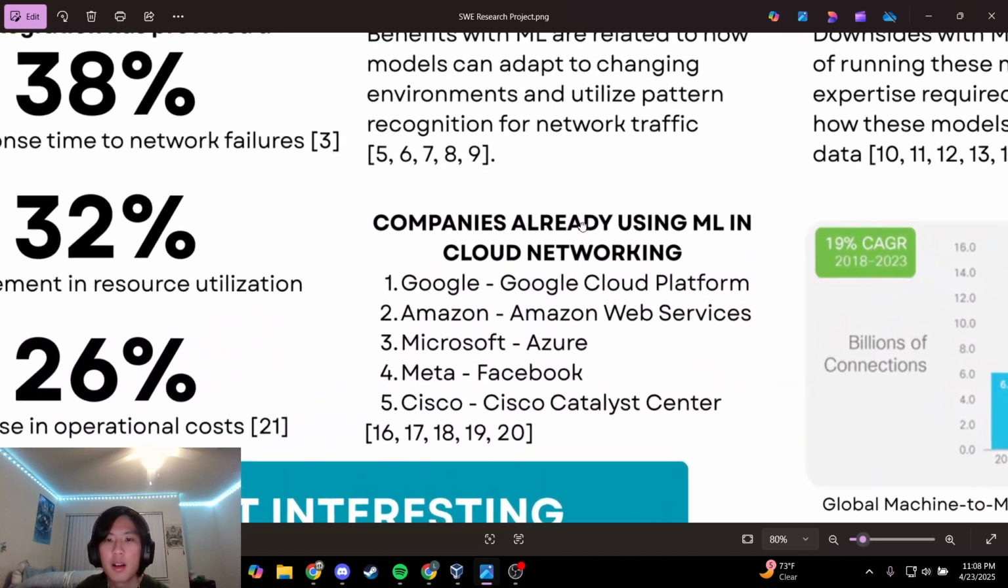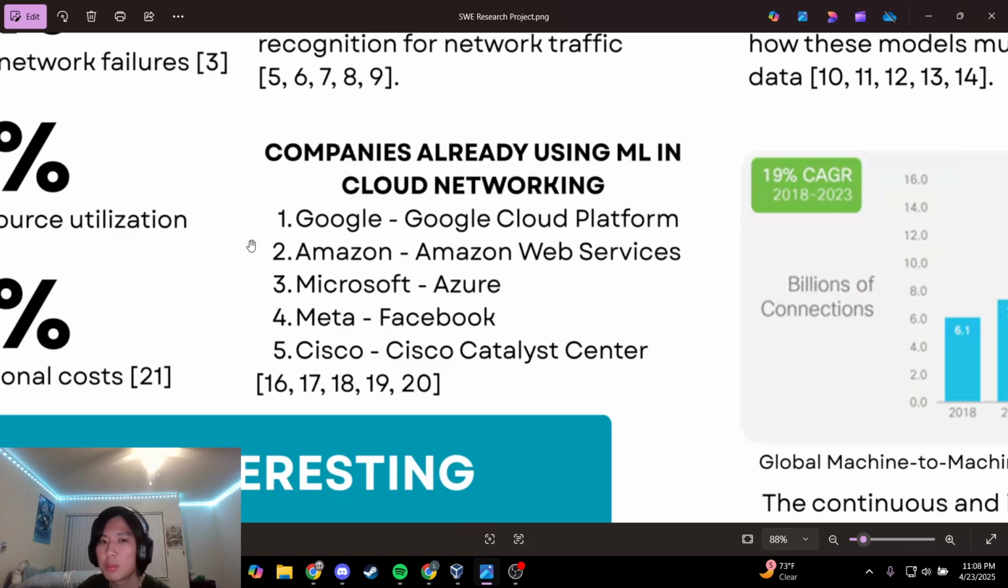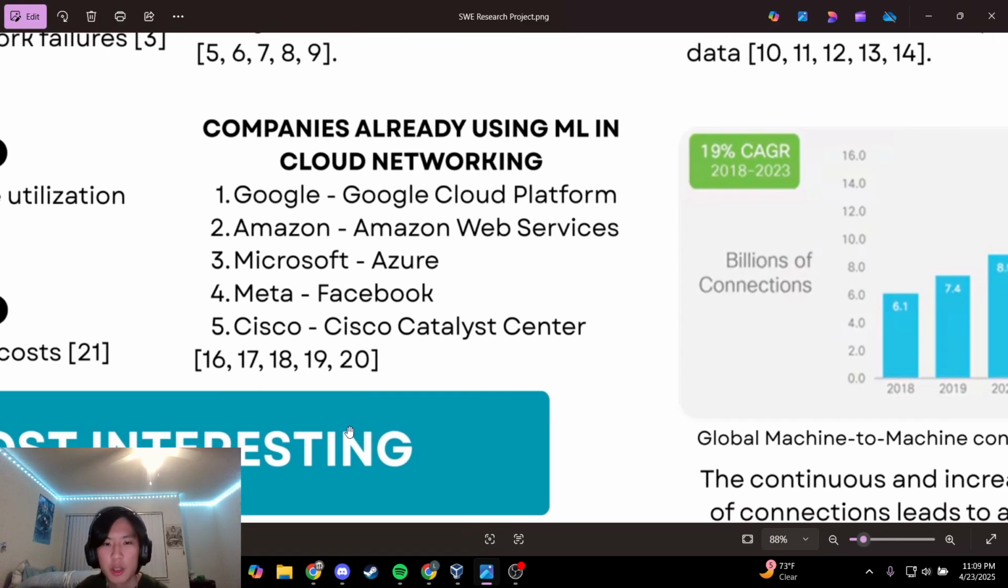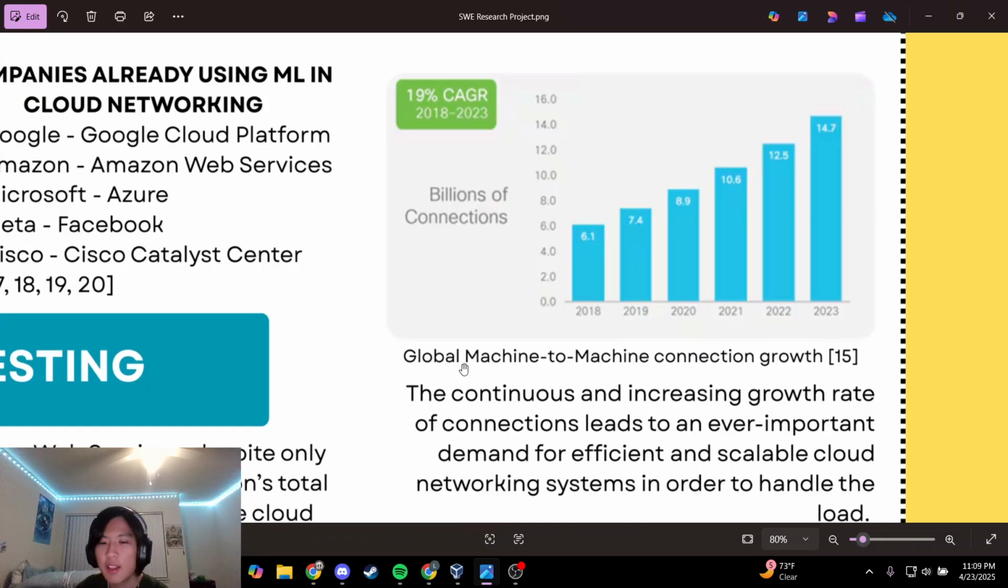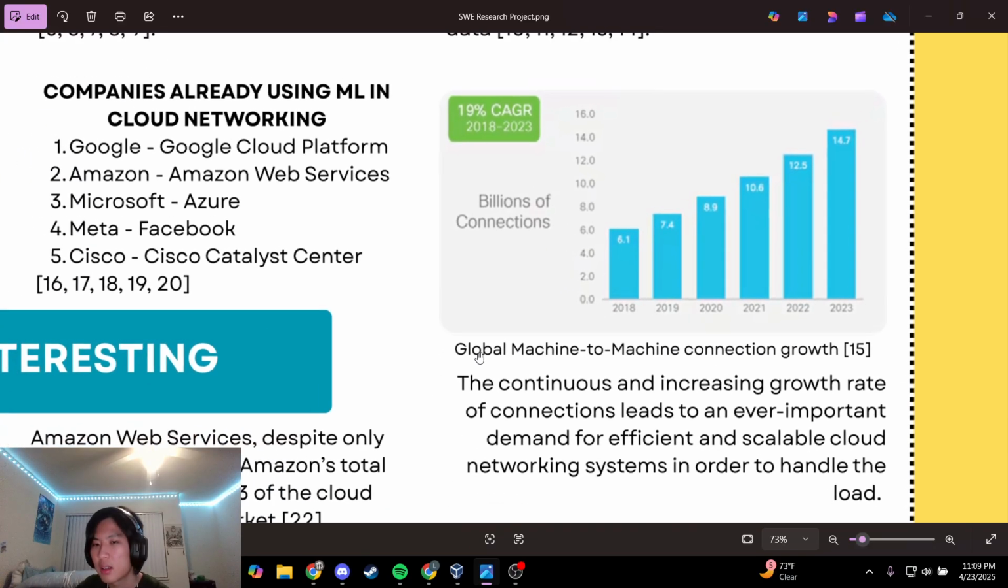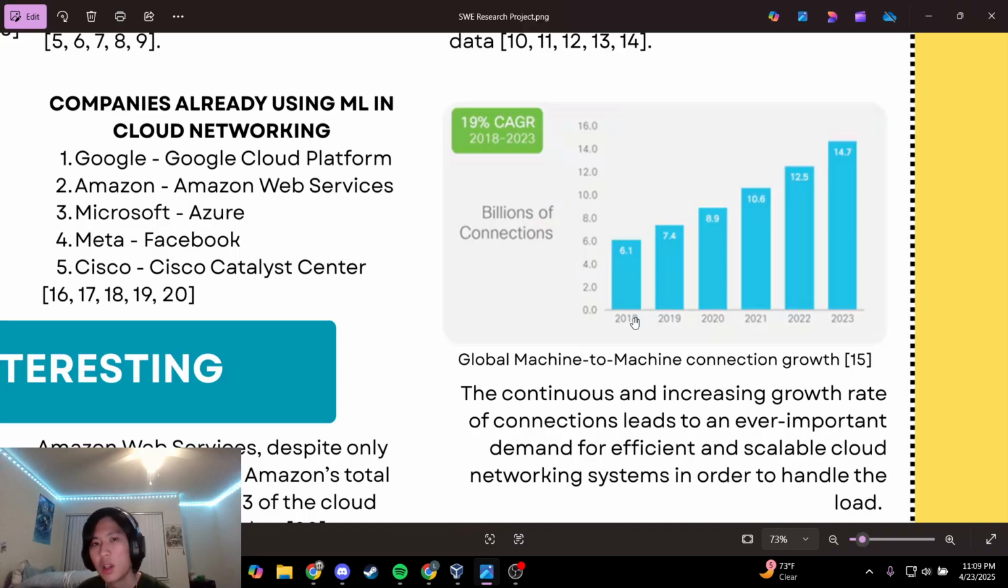Now, some companies that already use ML in their cloud networking platforms are Google, Amazon, Microsoft, Meta, and Cisco. I'm sure you've heard about all of these. And I think ML is significant, especially since you can see that the number of not man, machine to machine connections grows by the billions each year at an increasing rate.